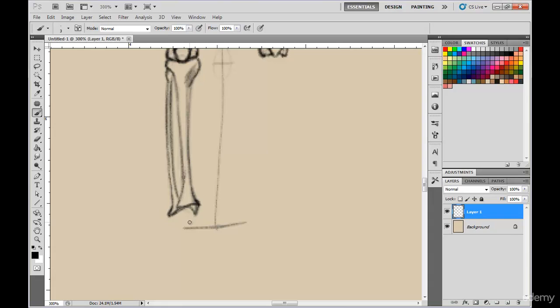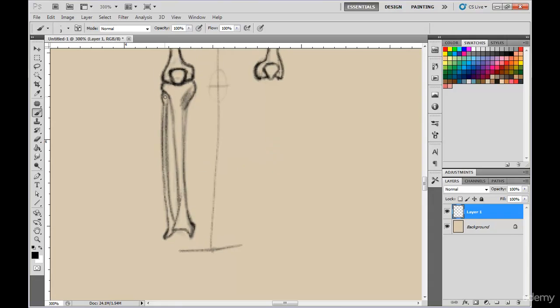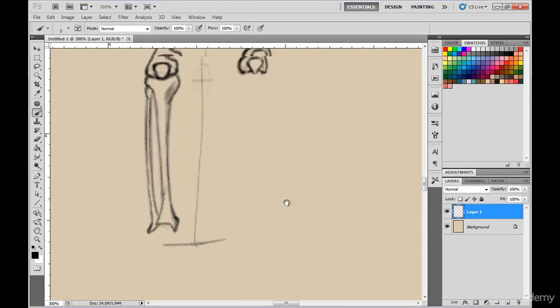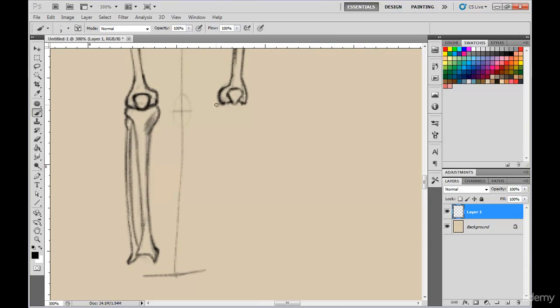So you get that arch to the foot, which if you've gone through my Master the Human Figure course, then you know, and now you know why it's like that, because it's how the bones are. Right, we're going to draw the same thing for the other side.